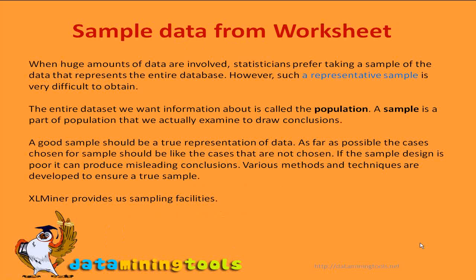When huge amounts of data are involved, statisticians prefer taking a sample of the data that represents the entire database. However, such a representative sample is very difficult to obtain. The entire dataset we want information about is called the population. A sample is a part of the population that we actually examine to draw conclusions. A good sample should be a true representation of the data.